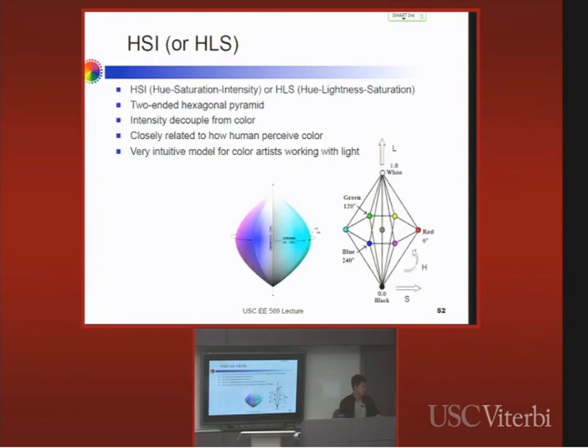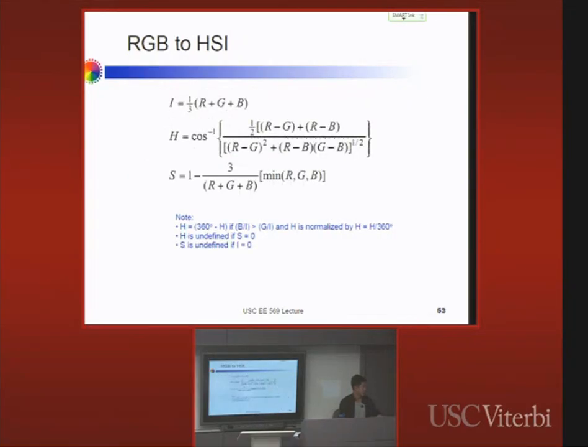And again, HSI, which represents hue, saturation, intensity. This is a more intuitive space and probably very favorable among digital artists. So it uses a completely different structure. It's not a cubical structure again. It's a two-ended hexagonal pyramid structure. And it can be converted between RGB and HSI as well.